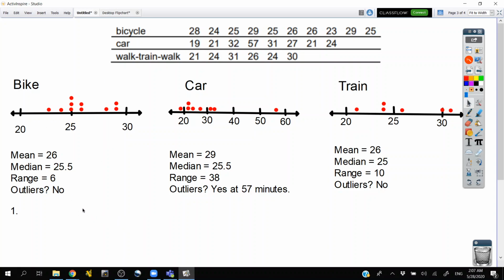Well, I had clued you guys off to, I think these are the most useful indicators to talk about this: mean, median, range, and outliers. So I've got the mean, median, range, and outliers for all of them, and I did dot plots for each of them too, because I want to make points of this.